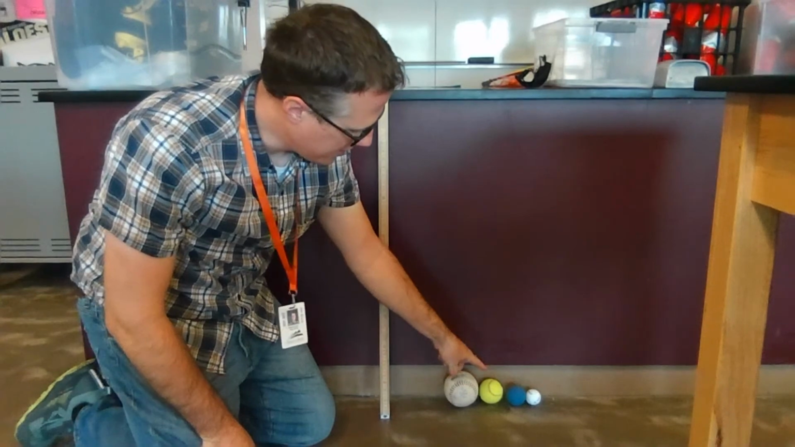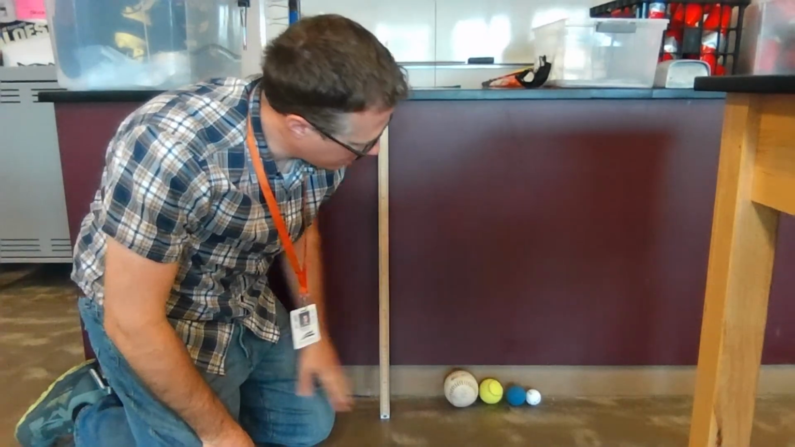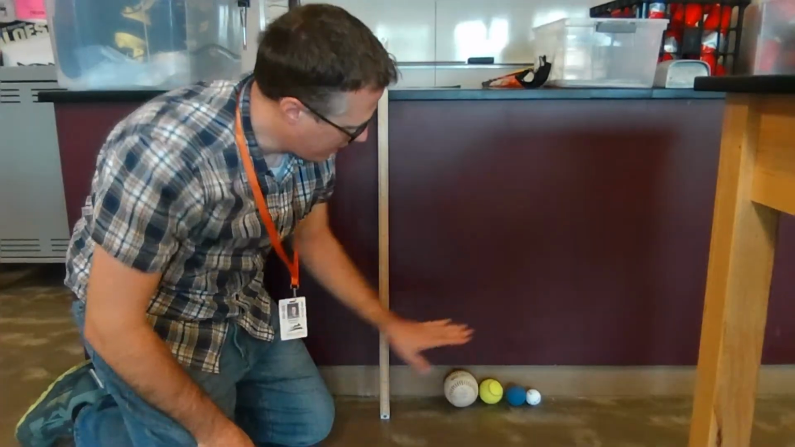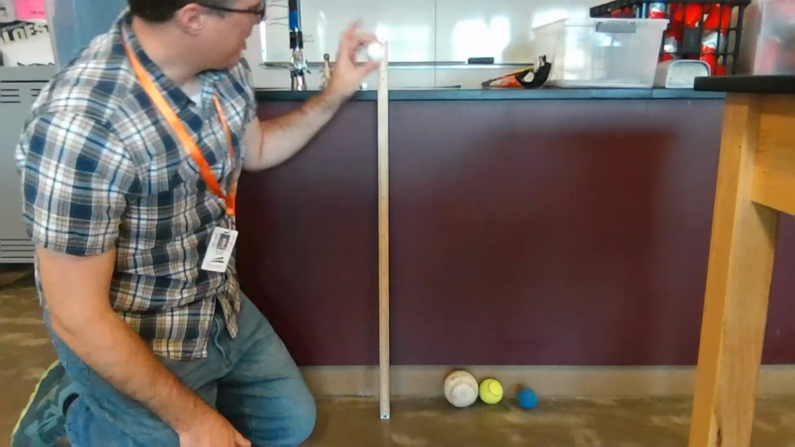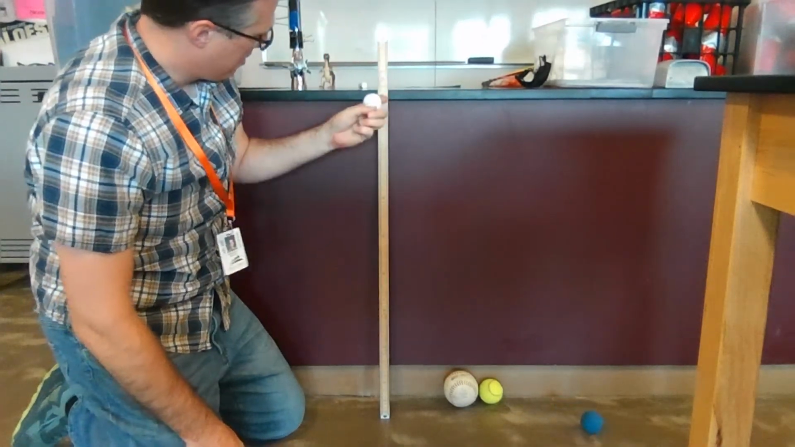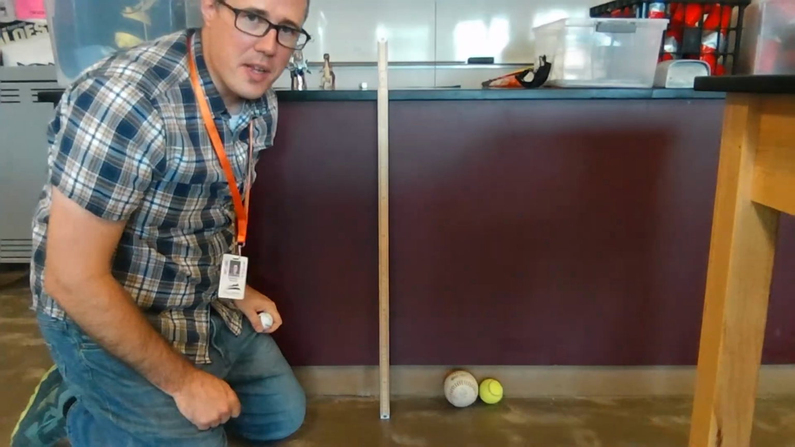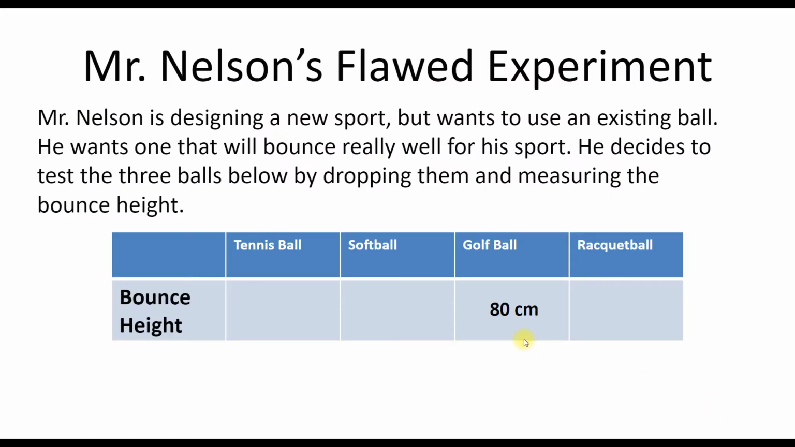I have a softball, a tennis ball, a racquetball, and a golf ball. In order to test this, I'm going to start with the golf ball, and I'm going to hold it up. And it looks like it bounced up to 80 centimeters. So I added 80 centimeters to my table.